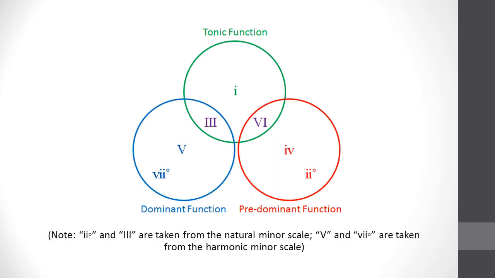2 and 3 are taken from the natural minor scale. 5 and 7 are taken from the harmonic minor scale. Because of this, the 3 chord and the 5 chord do not share two notes in common, but rather only one note in common. They do, however, still share the dominant function.